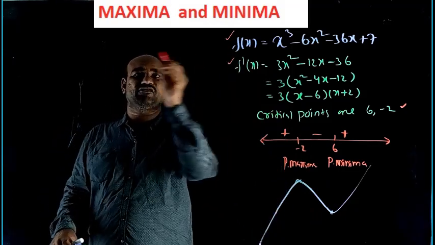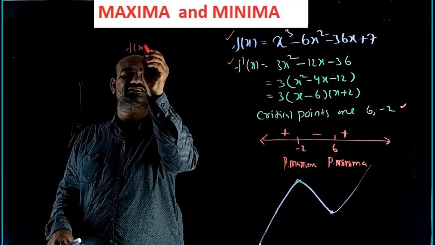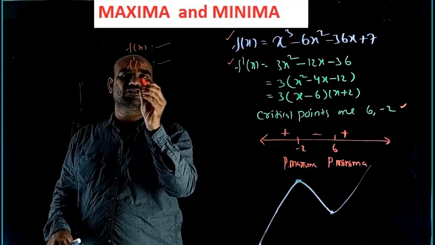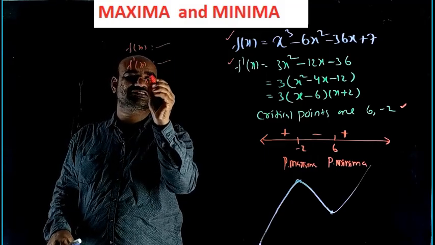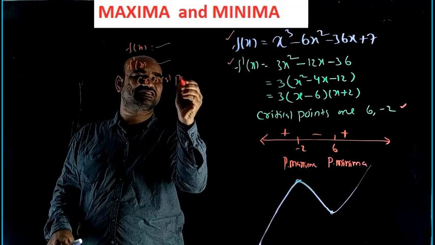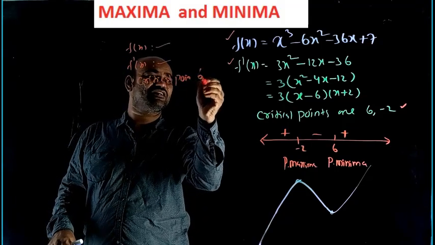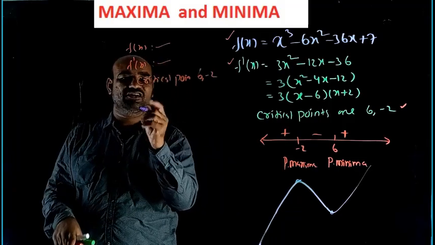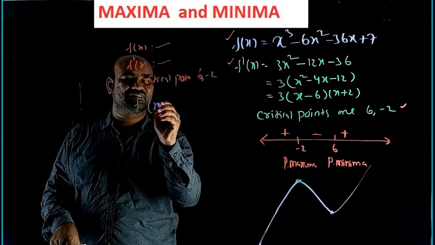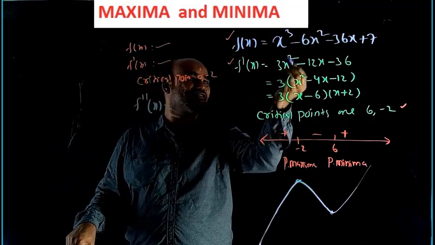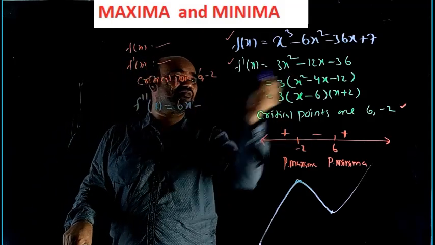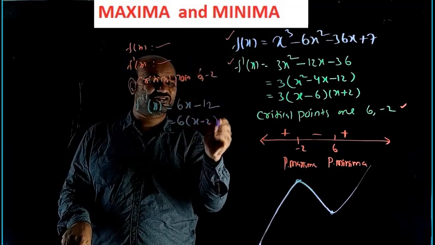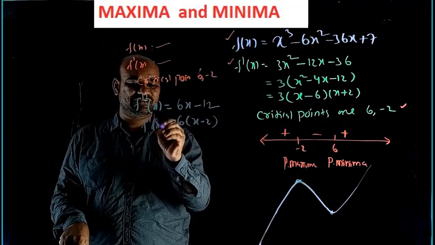f of x is given. We found f dash of x. We found critical points. They are 6 comma minus 2. Now find f double dash of x. f double dash of x is 6x minus 12. So this is 6 times x minus 2. This is f double dash of x.